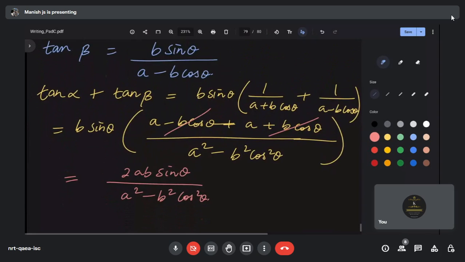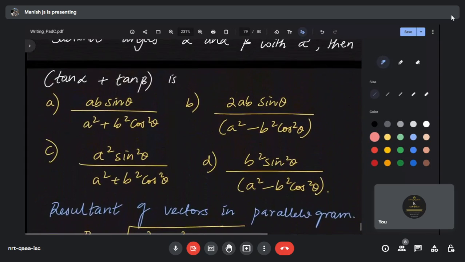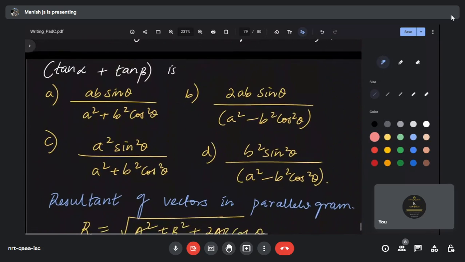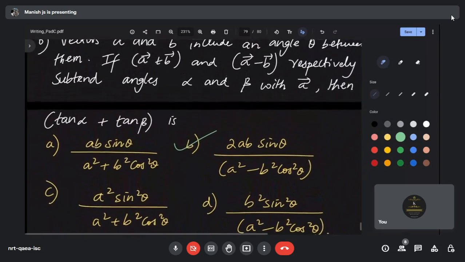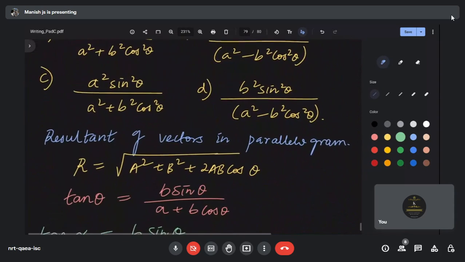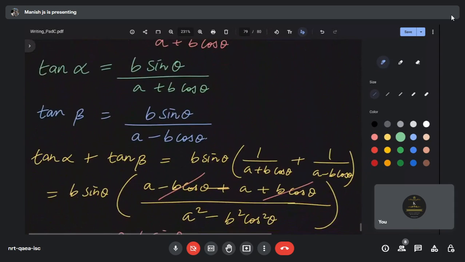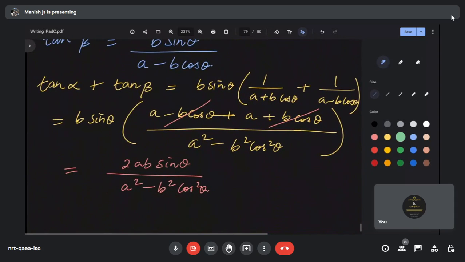It is easy only. So which option is correct? Yes, option B. Correct. புரிஞ்சுதுங்களா how to solve this? The method to solve this type of questions: you apply the algebraic identities correctly, you simplify the trigonometry, and you get the answer. Okay. We'll go to the next model.